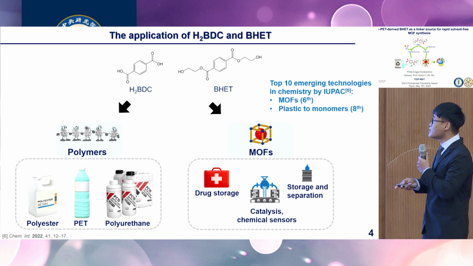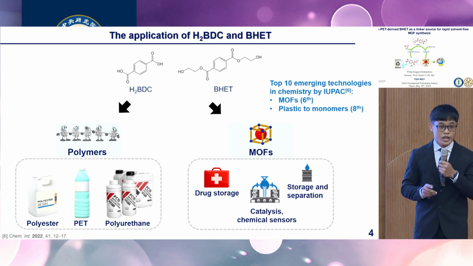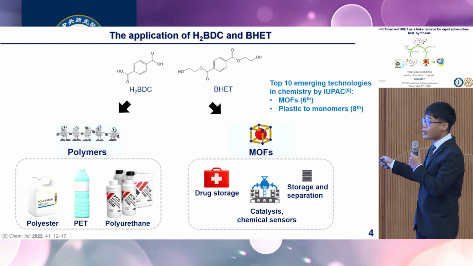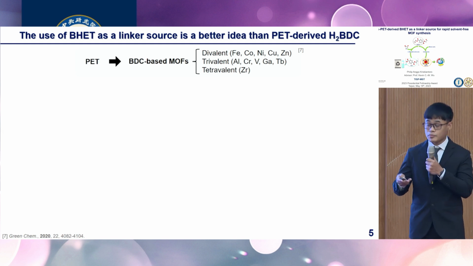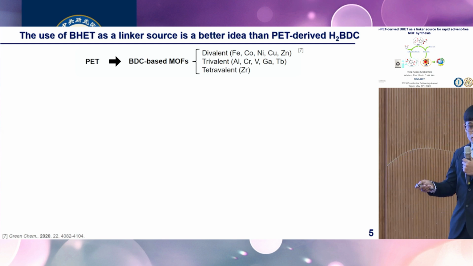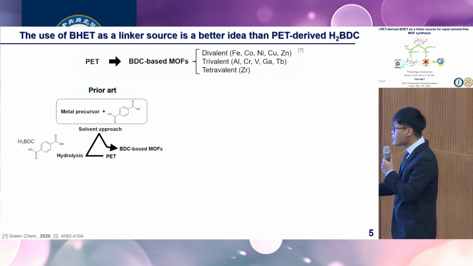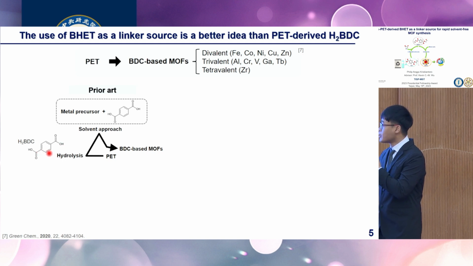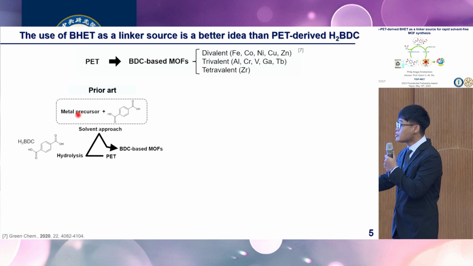And by using PTA and BHET for MOF synthesis, we actually combine two of the top 10 emerging technologies in chemistry by IUPAC, which are MOFs at number 6 and plastic to monomers at number 8. The idea of using PET monomers for MOF synthesis, especially BDC-based MOFs, has been reported before, and all of these reports follow this pathway. They first hydrolyze PET to produce PTA, and then use the as-produced PTA for the synthesis of BDC-based MOF by a solvent approach.